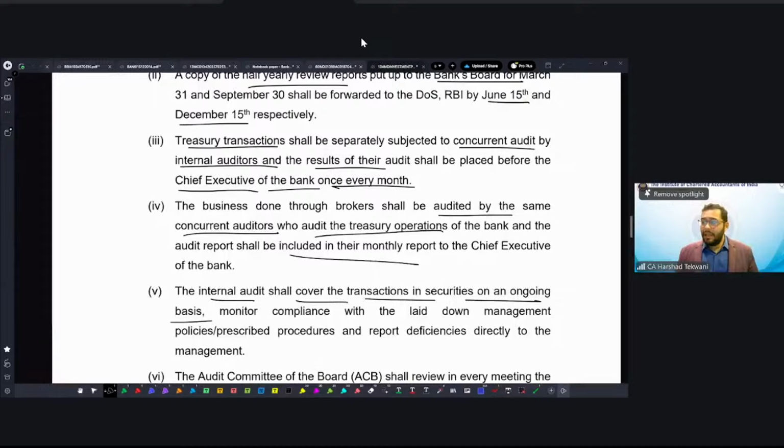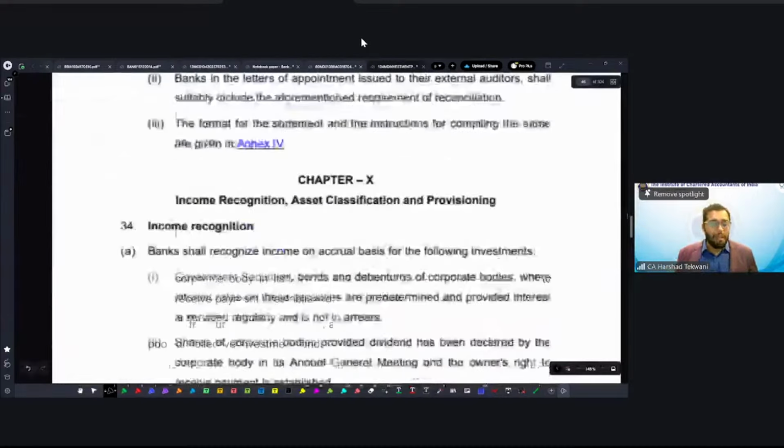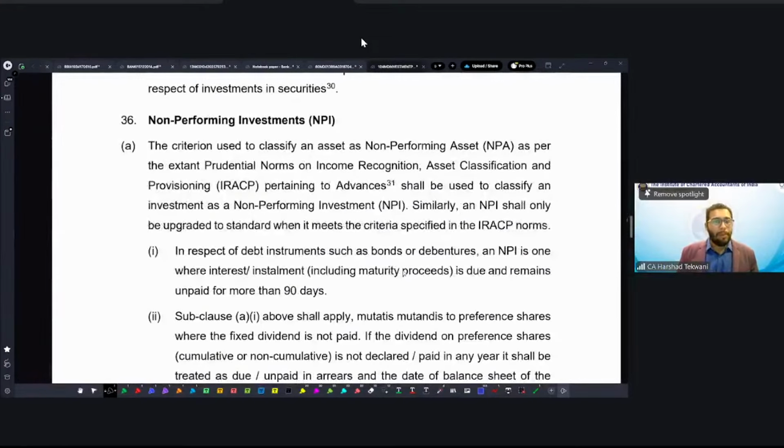Plus, there is a requirement with respect to non-performing investment. The way we have seen non-performing asset, similarly, there is a non-performing investment also. The prudential norms that we have seen, income recognition and asset classification pertaining to advances, should also be used to classify non-performing investment. Means the 90-day criteria based on which we were classifying NPA, we now can also use to classify a non-performing investment.